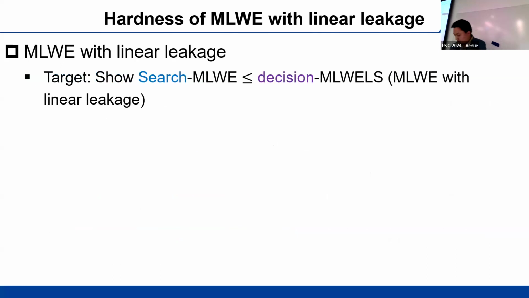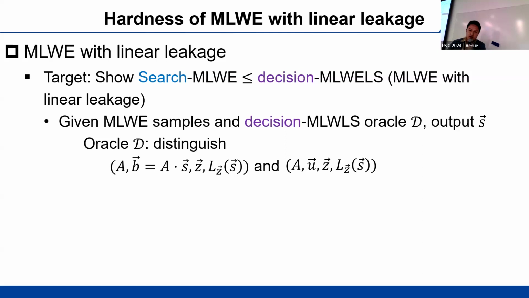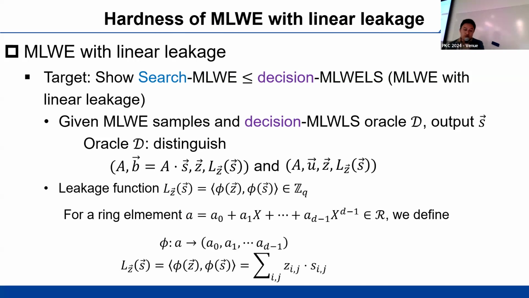Okay. So, concretely, our target is to show a reduction from search MLW to the decision MLW. This means that given MLW samples and the decision MLW oracle D, one wants to output the secret S. So the oracle D is to distinguish the tuple (A, A times S plus T, and the linear function of S defined by Z, L_Z(S)) from the tuple (A, U, L_Z(S)). So the linear function L_Z(S) is defined by the inner product of phi(Z) and phi(S), where phi is the coefficient embedding of ring elements.